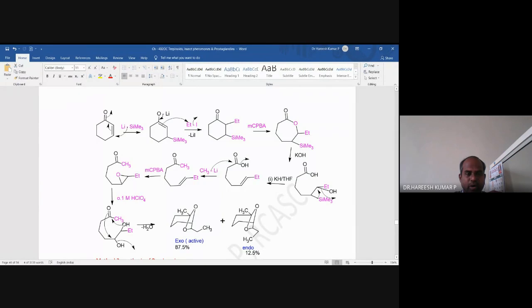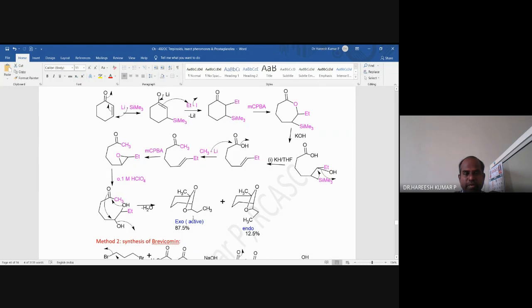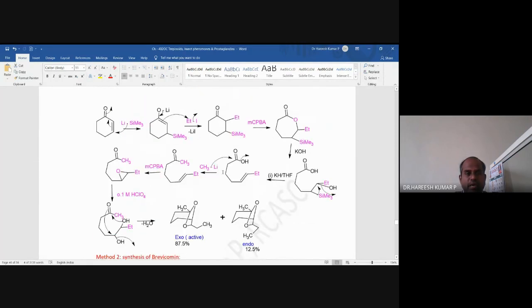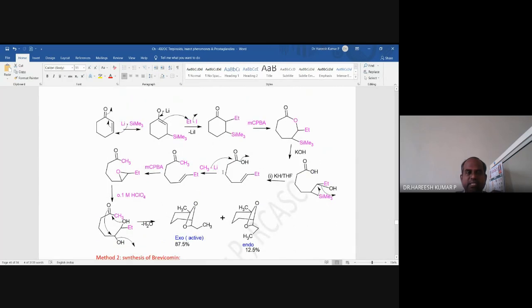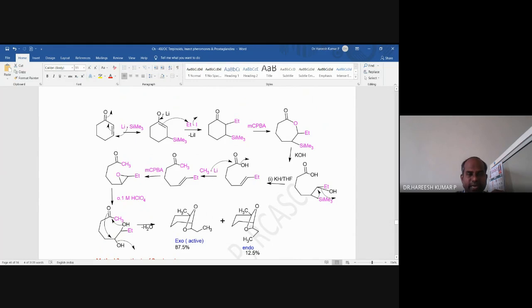You know that the bond pair or the lone pair present on the oxygen can react with this carbon, and this bond pair reacts with this carbon, and OH is going out, removal of water, forming an exo compound. Exo compound is in the ratio of 87.5% yield, okay, and endo is around 12.5% yield. So this is about how brevicomin is synthesized starting from cyclohexanone.